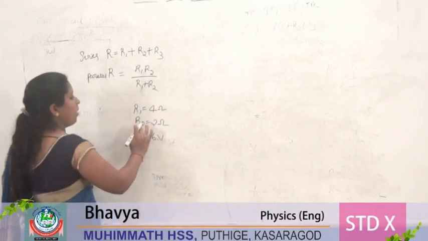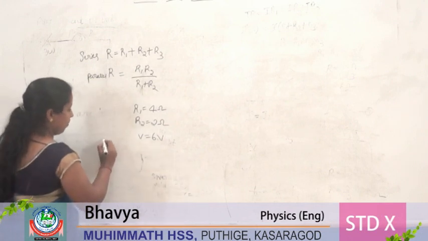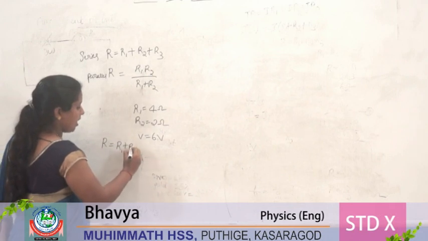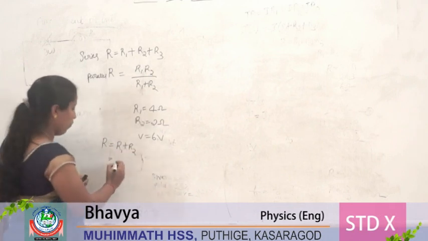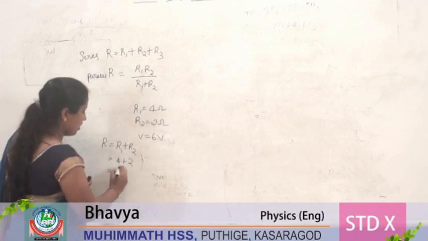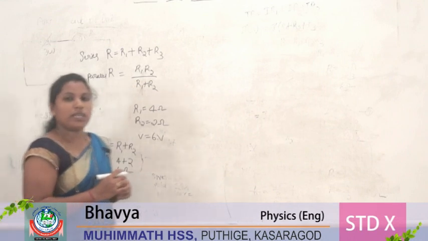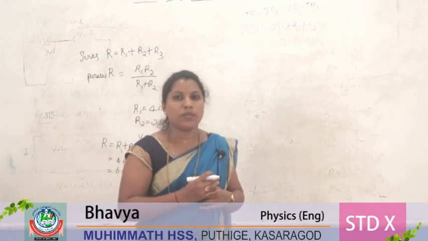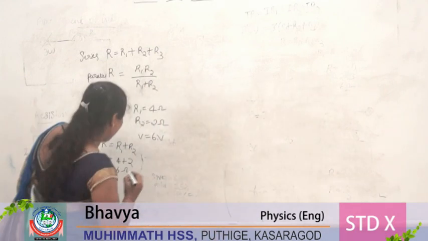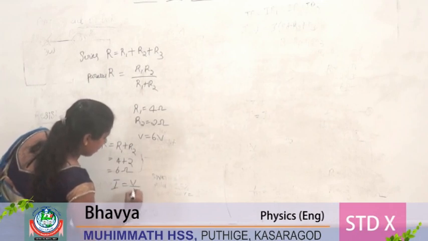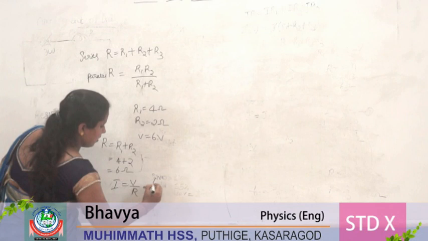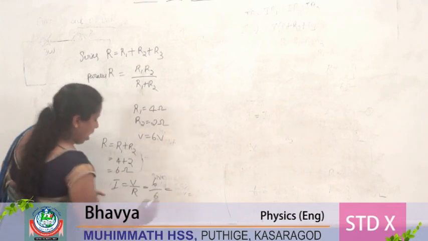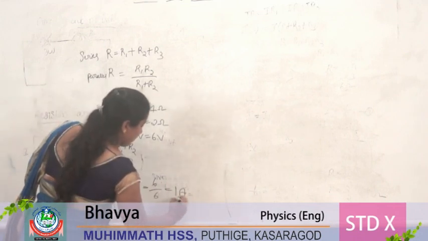So what should we do? R1 and R2 are given, so you should apply this formula. R is equal to R1 plus R2. R1 is 4 plus 2. So how much? 6 ohm. Then you should calculate the current. Current formula: I is equal to V divided by R. V I told here is 6, divided by R 6. So the answer is 1 ampere.